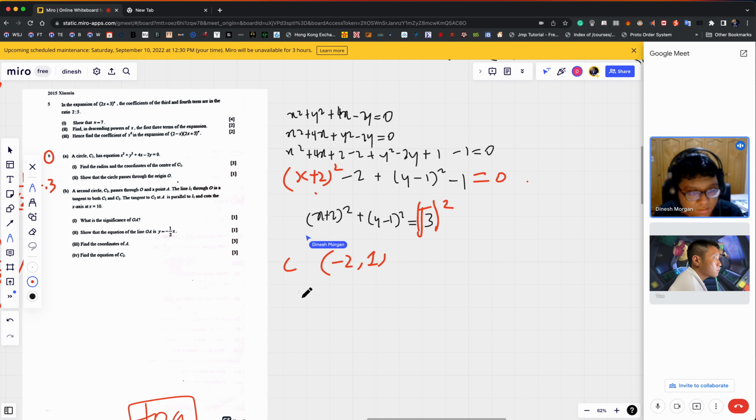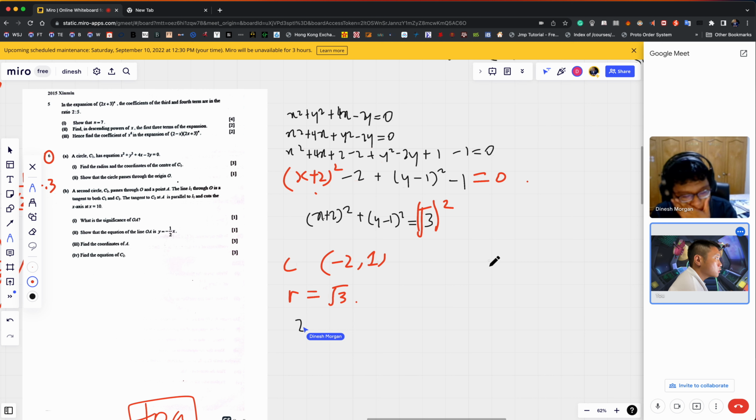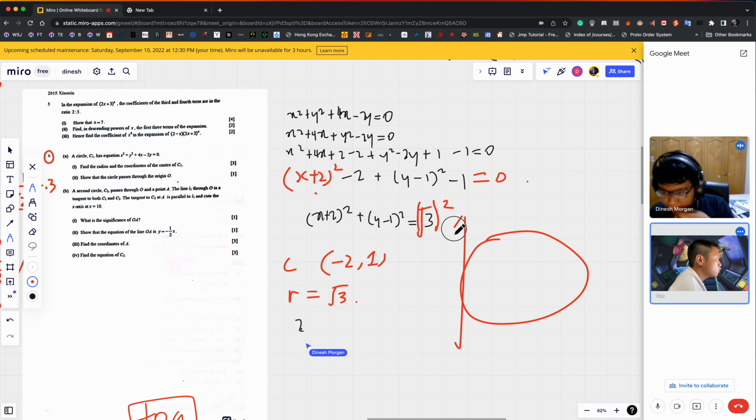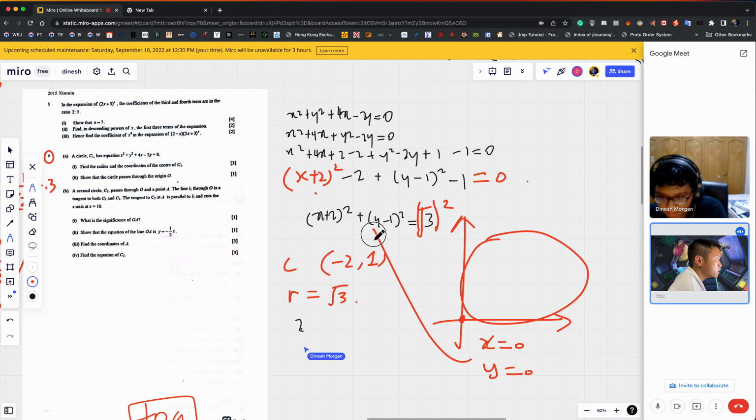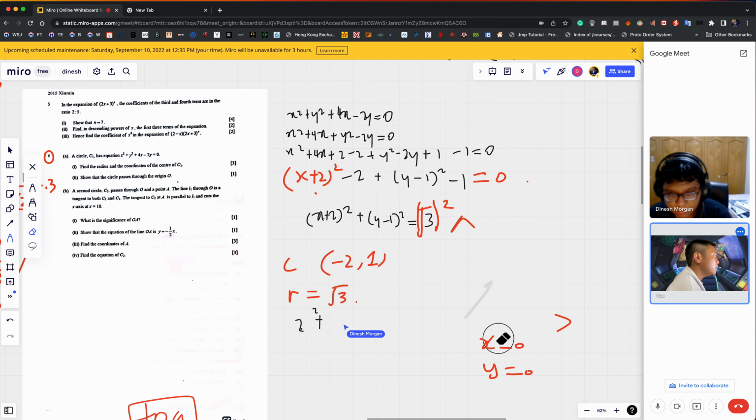So that the circle passes through the origin. So I have to equate x, y equals to 0, right? No. Part 2: show that the circle passes through the origin. So basically, you just need to show that. If you have this circle and you show that it passes through the origin, what it means is you put x equal to 0 and y equal to 0 into this, and the equation is valid.